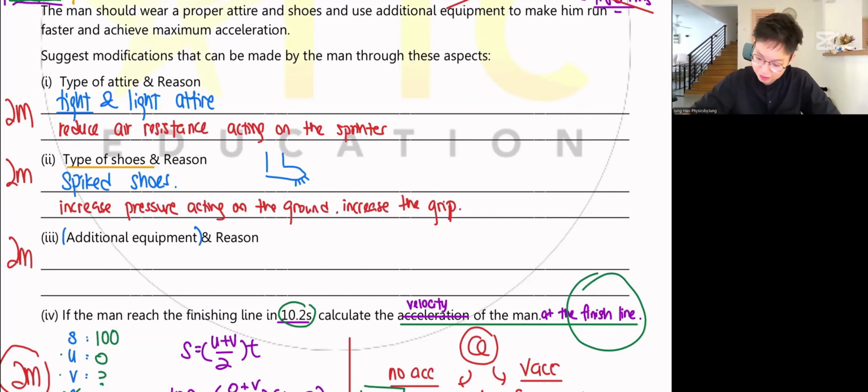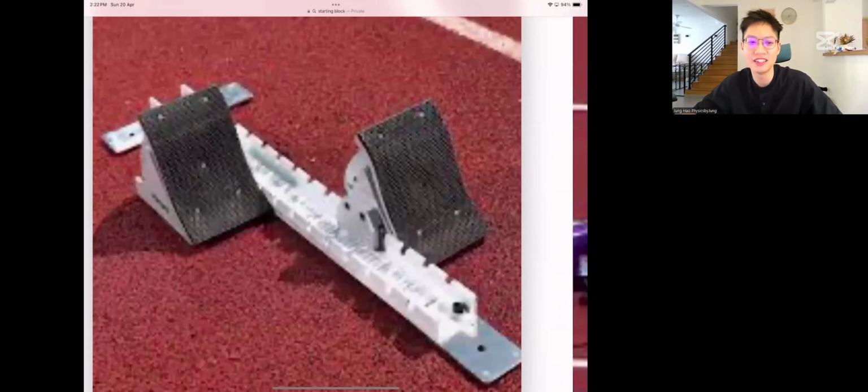The less the better. No need to wear. Okay, come on guys. Have you seen this thing before? Okay, who can tell me what this thing is?